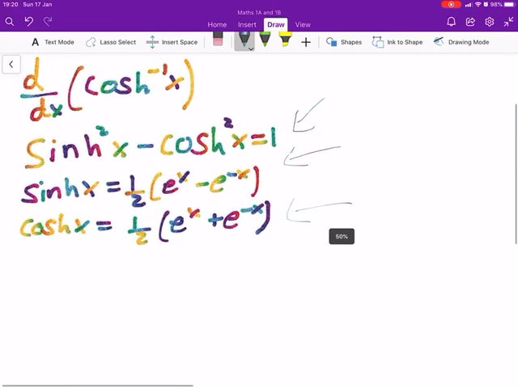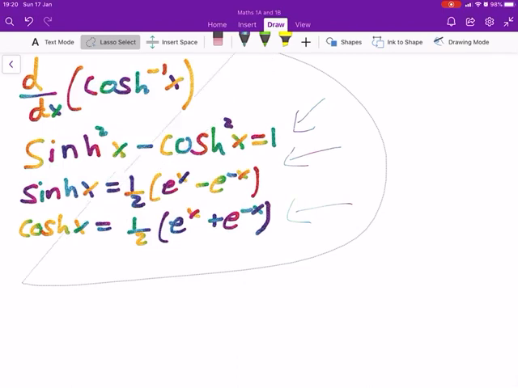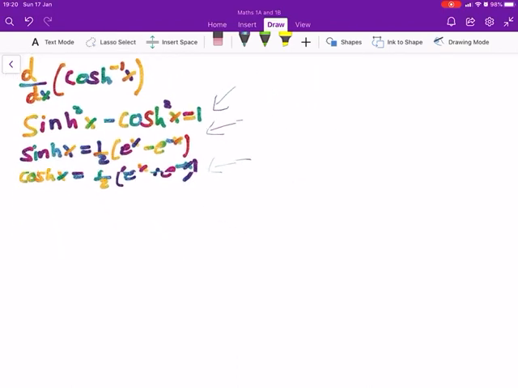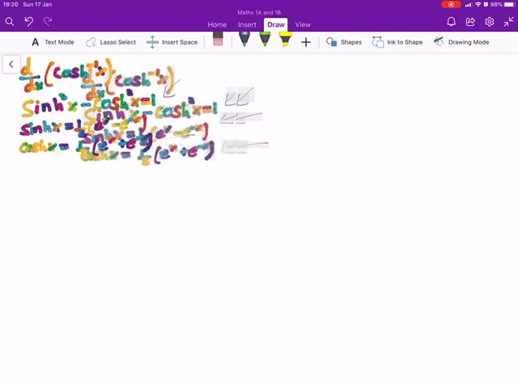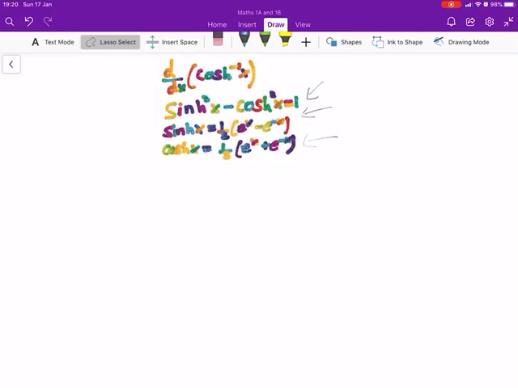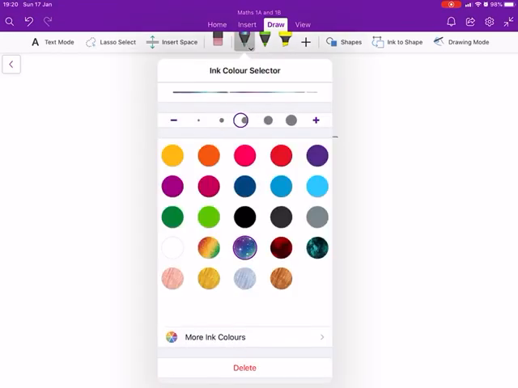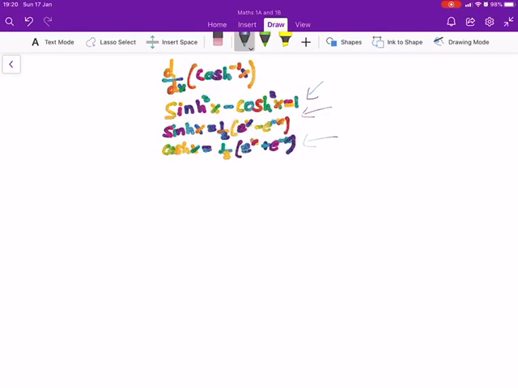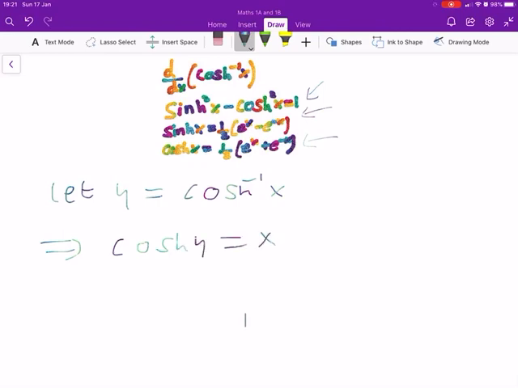So the first thing I'm going to do is shrink this all up and move it to one side just so you can see it throughout. Yeah, you should be able to see it now. And what we're going to do now is start with the first step. So we're going to say let y equal the inverse cosh of x, okay? Now therefore cosh of y is going to be x, all right?